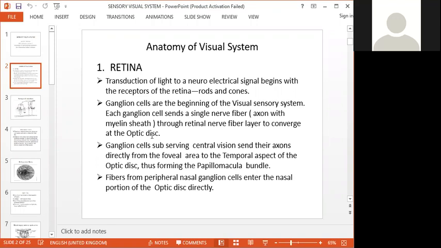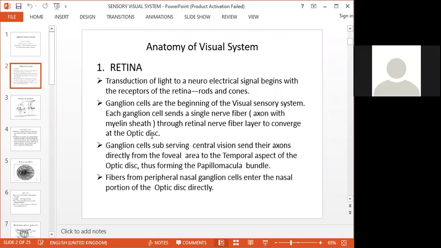And the cells of the retina, the rods and cones, play an important role. Ganglion cells are the beginning of the visual sensory system. Each ganglion cell sends a single nerve fiber or axon with myelin sheath through the retina nerve fibers layer to converge at the optic disc.